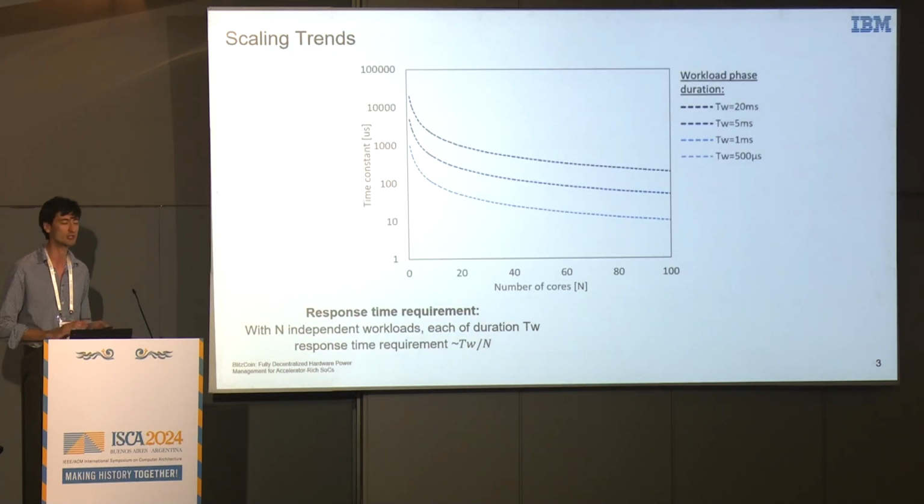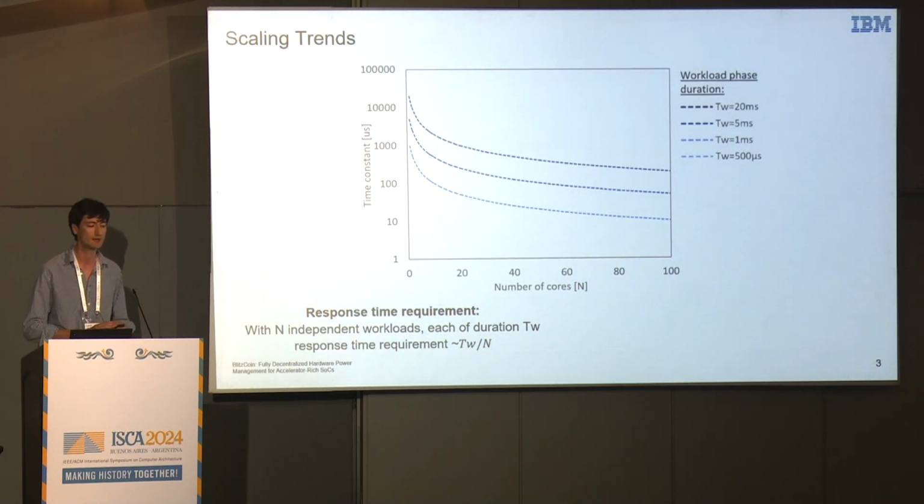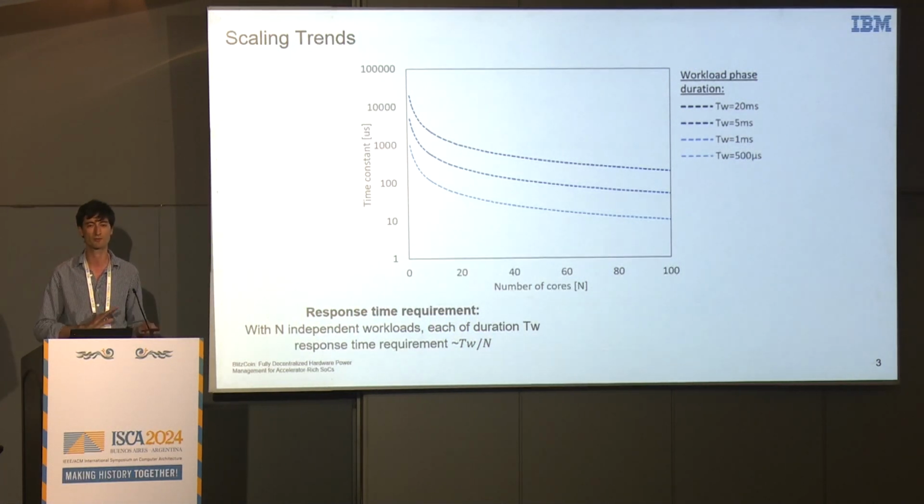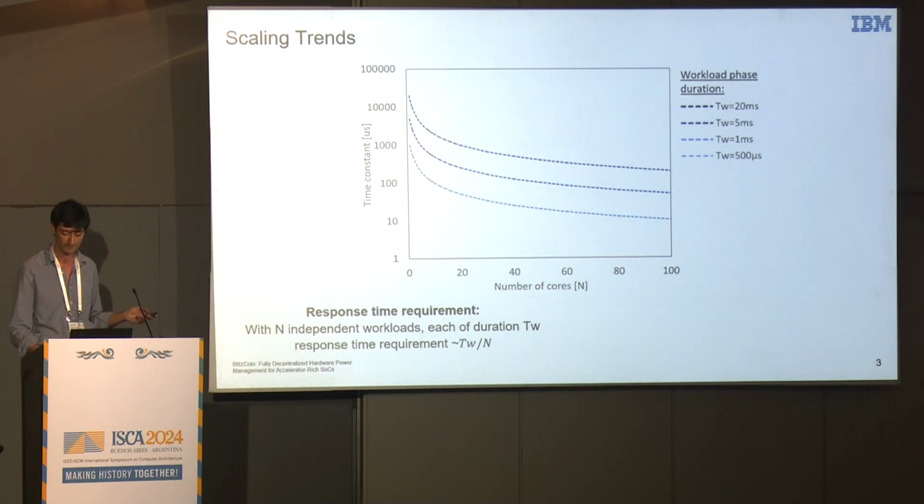So we'll here just briefly discuss the scaling trend of response time needed and provided by different power schemes. If we consider a SoC with n tiles, which run n independent workloads with an average duration T_W, then on average there is an activity change at a time proportional to T_W over n. That is, the maximum power management response time must follow that blue line.